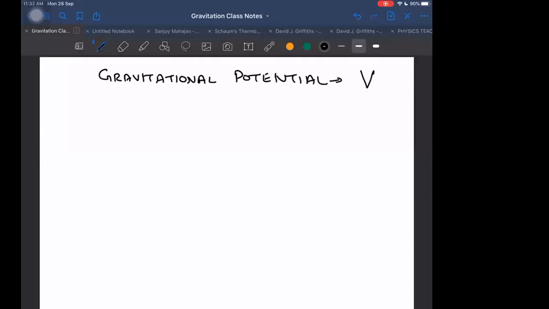We will denote it by V, and that will be nothing but the potential energy per unit mass, minus G M1 M2 by R, where R is the distance between the particles, per unit mass, depending for which mass I want to find the potential energy.